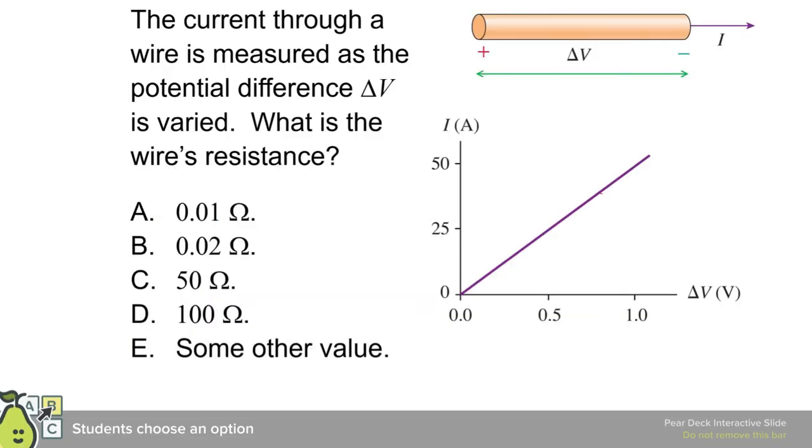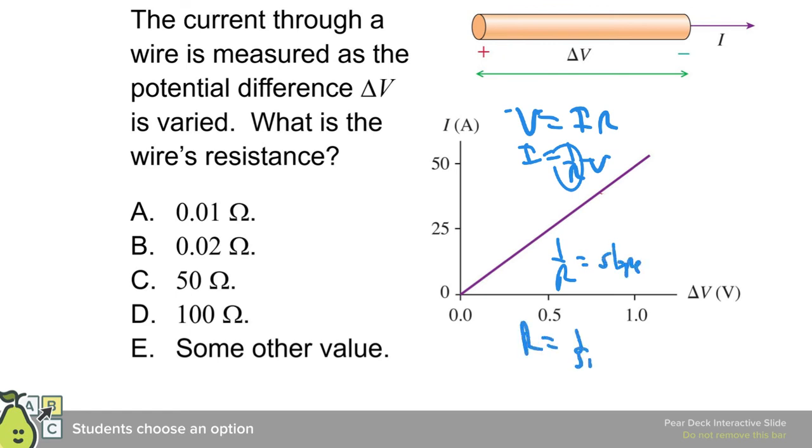All right, the current through a wire is measured as potential difference is varied. What is the resistance? Well, because we have that V equals IR, then I equals 1 over R times V, which means 1 over R is the slope, or R is 1 over the slope. Since we do, it looks like, so equals 1 over 50 amps over 1 volt. So 1/50th volt per amp, or 0.02 ohm.